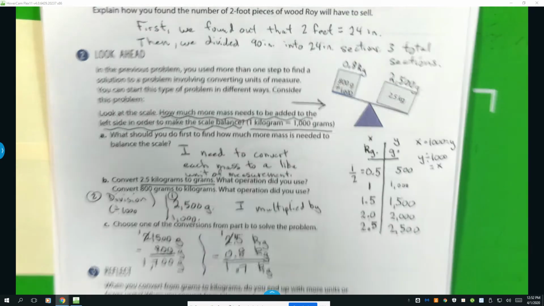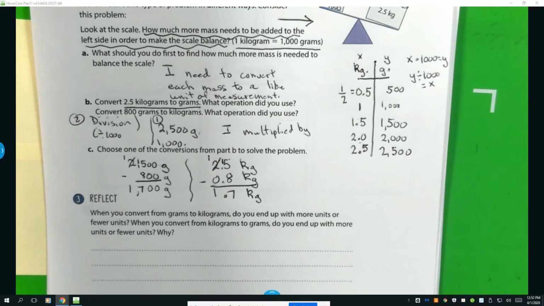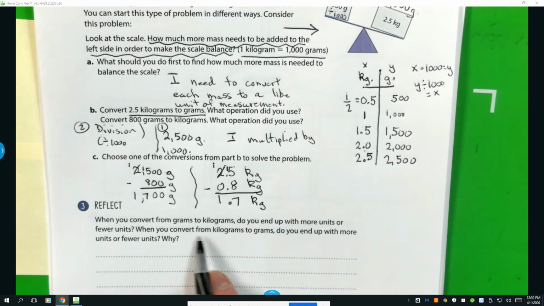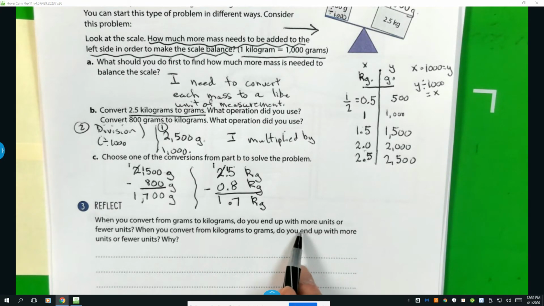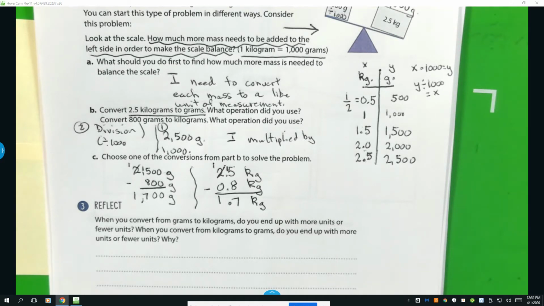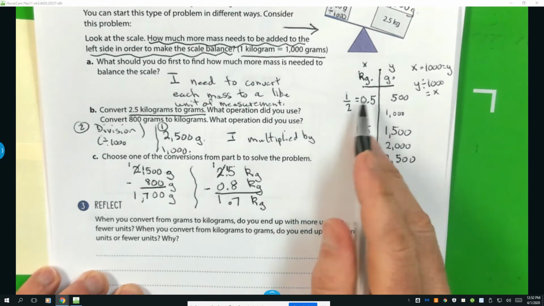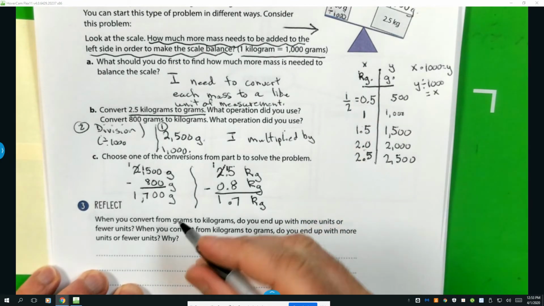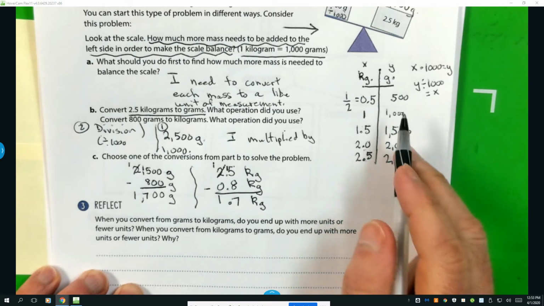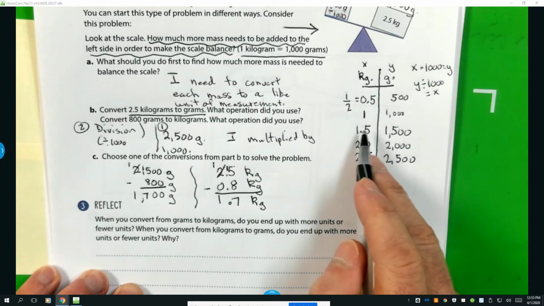All right. When you convert grams to kilograms, do you end up with more units or fewer units? When you convert from kilograms to grams, do you end up with more units or fewer units? Why? Okay, take about 30 seconds. Now, just look at the side. If you convert from kilograms to grams, you will have more. If you convert from grams to kilograms, you will have less.